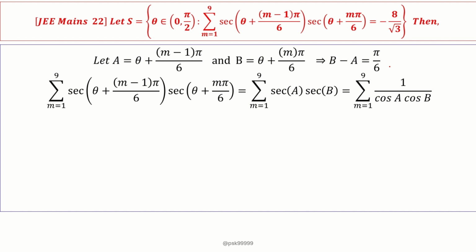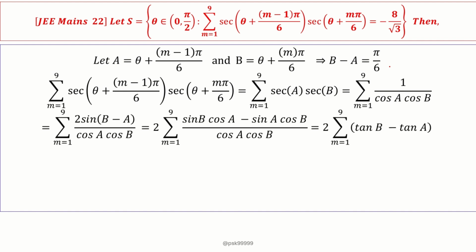So this sigma value will become nothing but sigma m equal to 1 to 9 secant A secant B, which is equal to, I'll rewrite it as 1 by cos A cos B. Correct? So the 1 I am writing as 2 sin(B minus A). Why? Sin(B minus A) is pi by 6, pi by 6 is 30, so sin 30 degrees is 1 by 2, into 2 is 1. So I wrote it as 2 sin(B minus A).